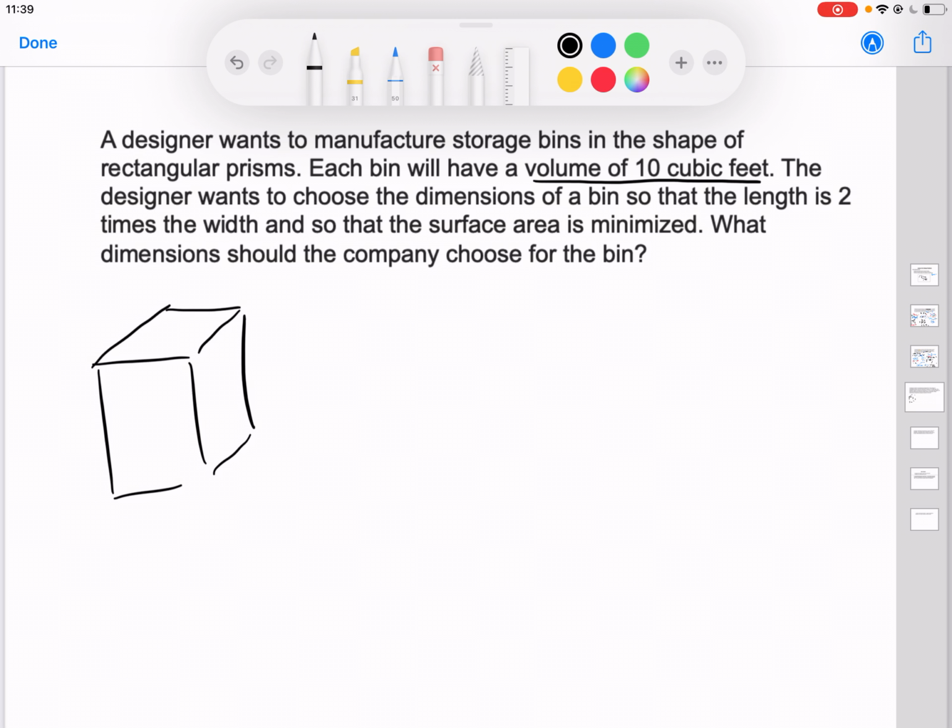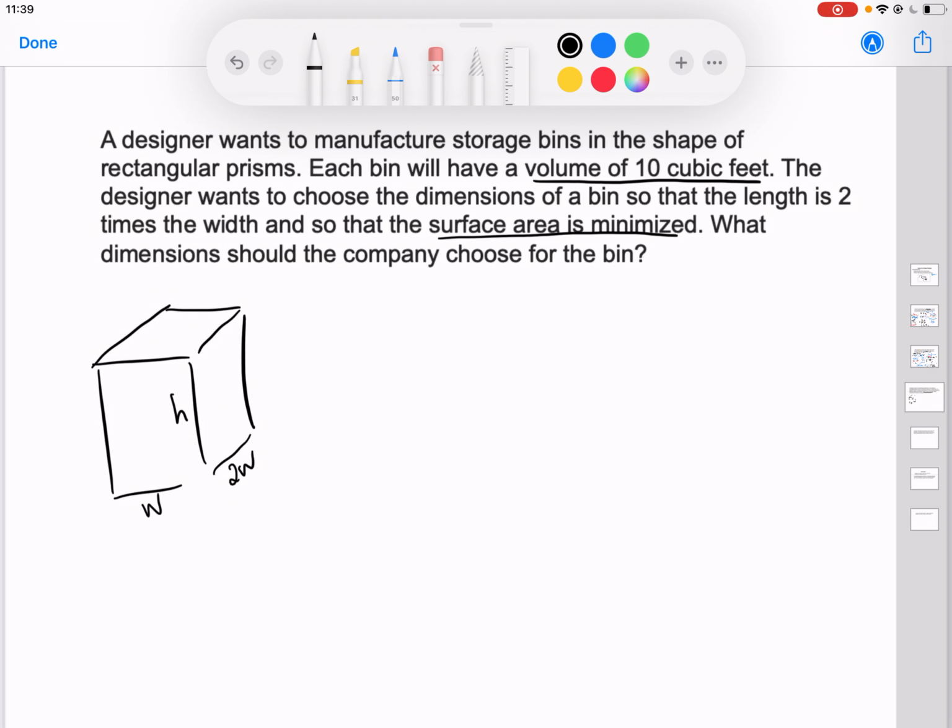The designer wants to choose the dimensions of the bin so that the length is 2 times the width. Since the length is 2 times the width, let's say this is the width, which means this is the length, and it's 2 times the width. And we want to make sure that the surface area is minimized. Let's make this 2 times the width. Doesn't look longer, but we're going to pretend. We're going to call this the height. So you have length, width, and height. Okay, so we know that we're trying to minimize surface area.